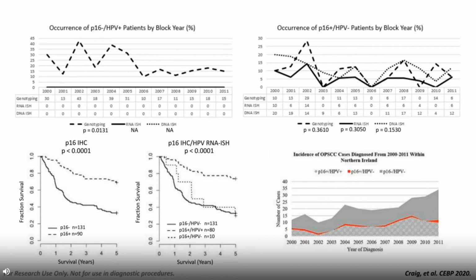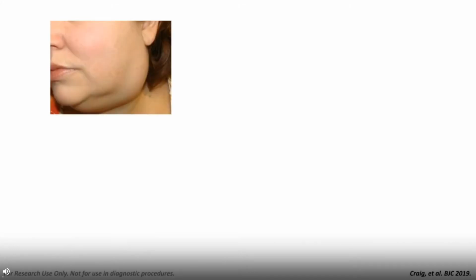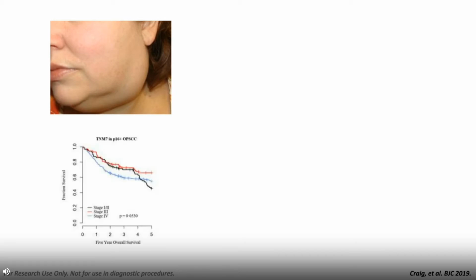So why is it important to understand what the assay is detecting and the limitations in sensitivity and specificity? Well, in head and neck cancers, and in oropharyngeal cancers specifically, HPV positive disease tends to present in patients with a larger neck node compared to HPV negative disease. And traditionally, the TNM staging for oropharyngeal cancers wasn't able to accurately stratify patients for outcome.